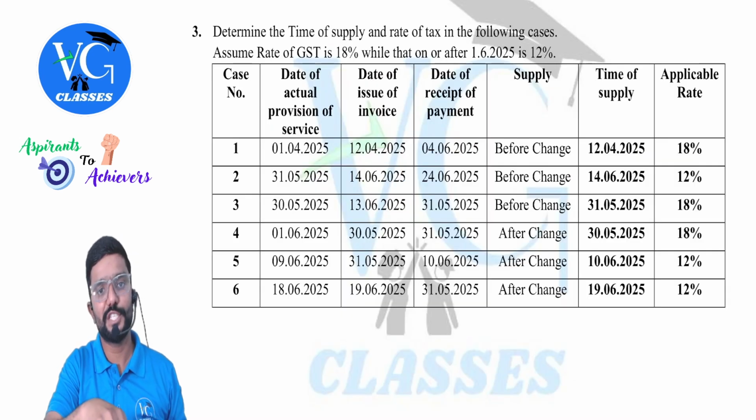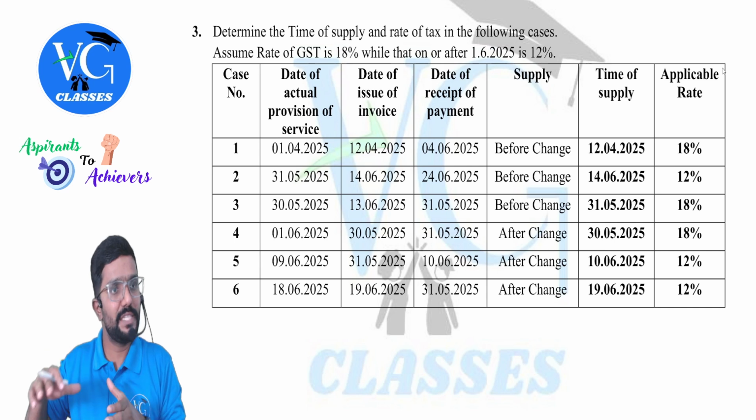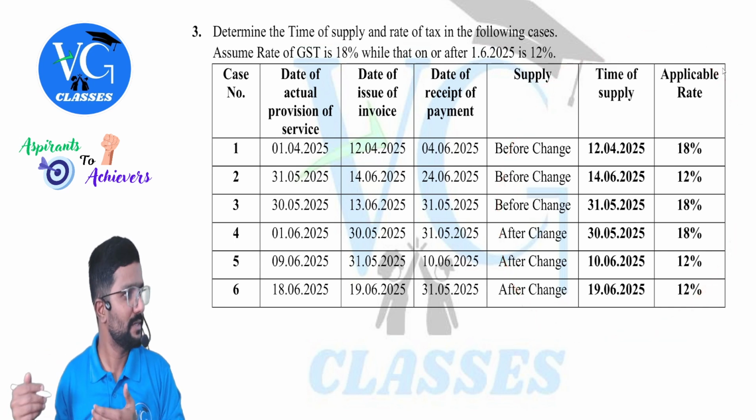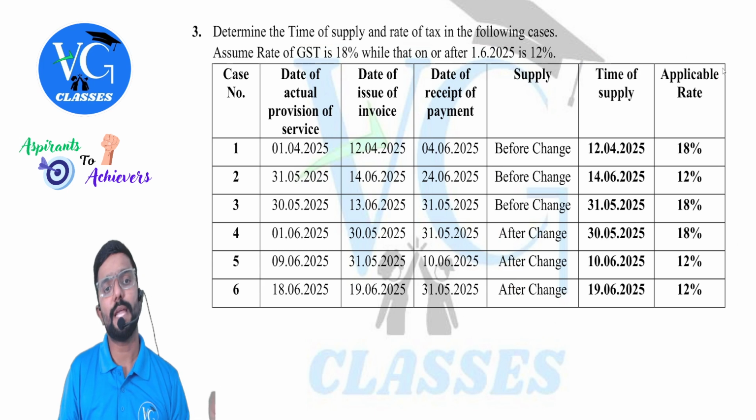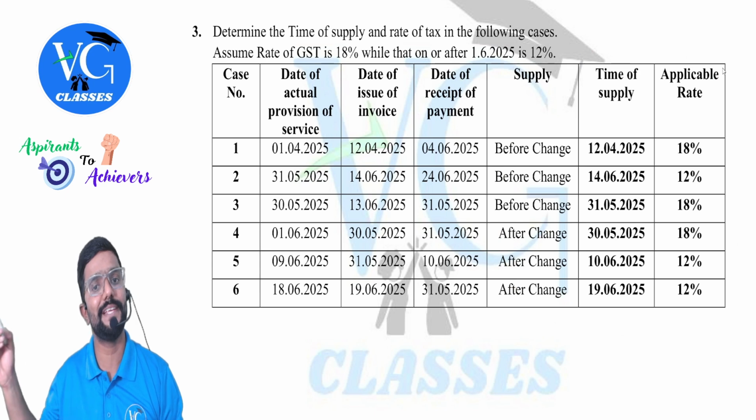Yes, we have one more illustration, that is illustration number 3, where I have given 6 different scenarios, guys. See here, I have mentioned everything, but in the exam, obviously this will not be given. You need to find out. Clear? Let us decide one by one. Determine the time of supply and rate of tax in the following cases. Assume rate of GST is 18%, while that on or after 1st June 2025 is 12%.